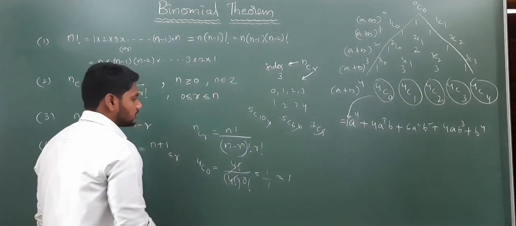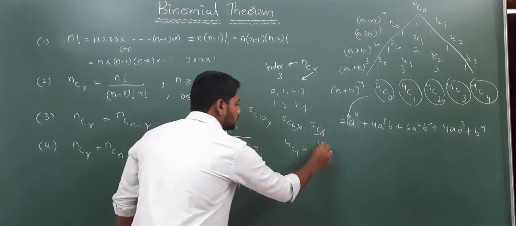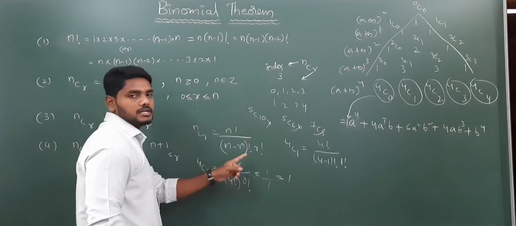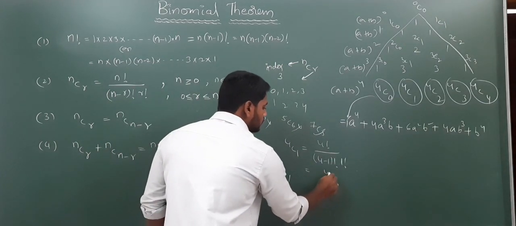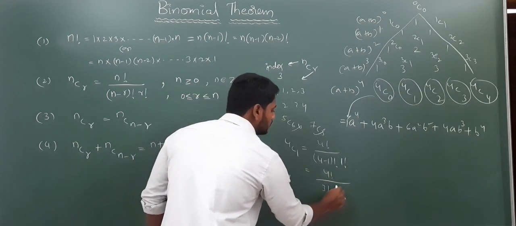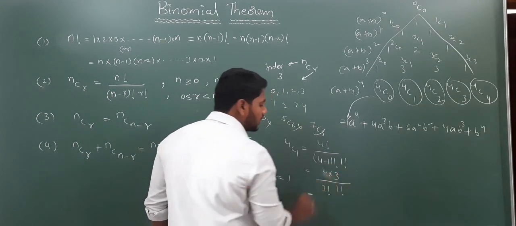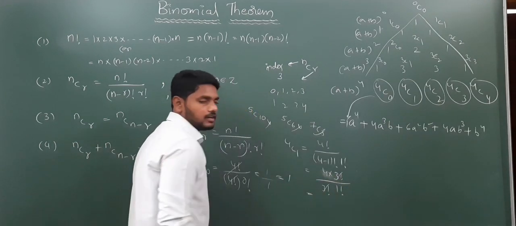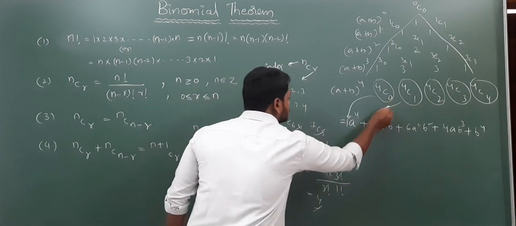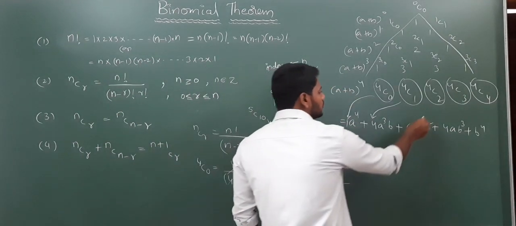Right. Next, by using the same formula, I will do 4c1. What is 4c1 according to this formula? 4 factorial divided by (4 minus 1) factorial into 1 factorial, that is n factorial by (n minus r) factorial into r factorial. 4 minus 1 is 3 factorial, into 1 factorial. As we know, 4 factorial we can also write as 4 into 3 factorial. So 3 factorial cancels, leaving 4 by 1 factorial. 1 factorial value is 1, and 4 by 1 is equal to 4. So that is what 4c1 is equal to, 4. Like that, if you find 4c2, 4c3, 4c4, you will get these values.